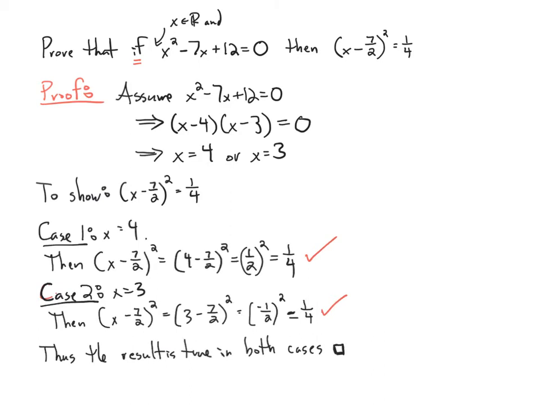So there's an example of a nice if-then proof. Remember, assume that the if part is true, and you might be able to reason something about that if part. In this case, we could reason that x must be 4 or 3. Using that knowledge, we can show that the then part must be true for either case.